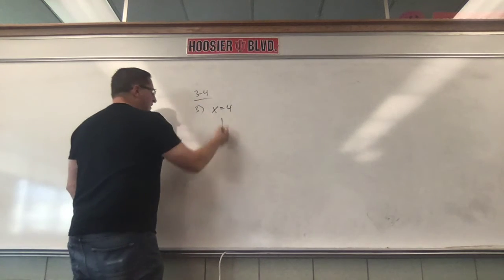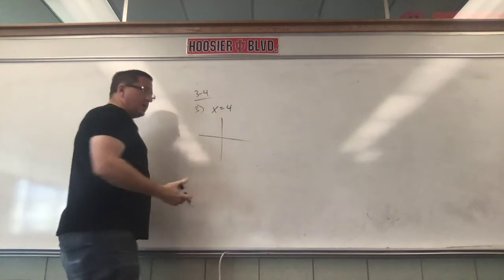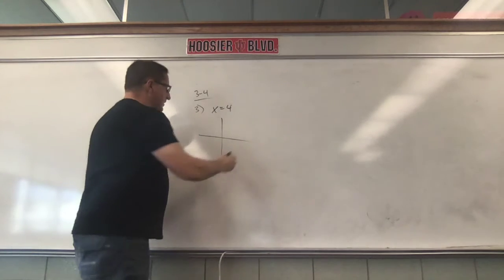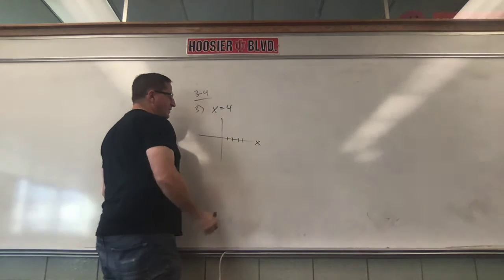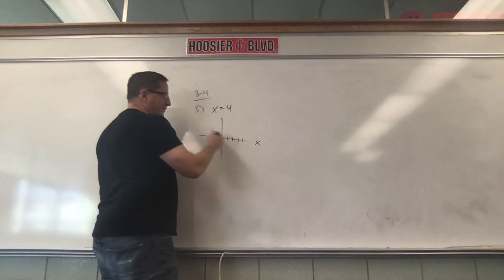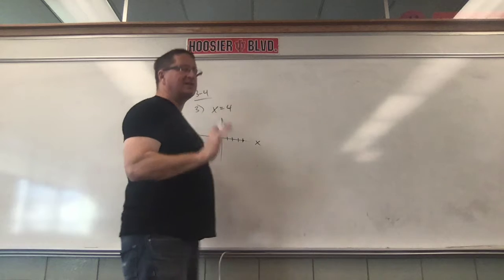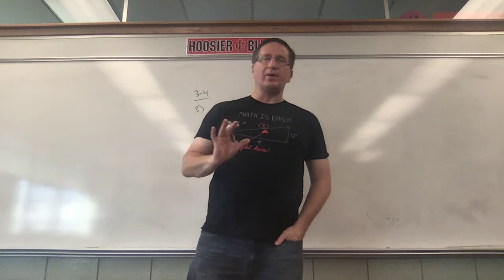This just has x. We just ask ourselves, where is x 4? Well, the x-axis we know runs left and right. X is positive 4, 4 spots to the right. If it was negative 4, it would be 4 spots to the left. We put a dot there, but we're not done because this is a line. This is not a point, it's a line.